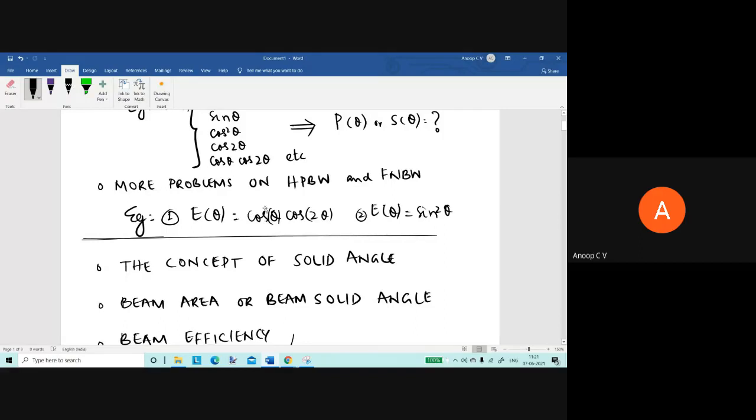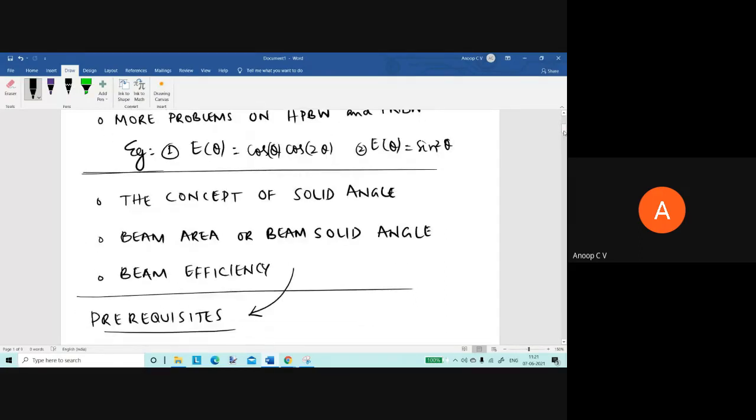So we'll solve one more problem. Then a very important aspect, which I think you have not studied, the concept of solid angle. Just as we have angle in 2 dimensions, we'll define solid angle in 3 dimensions. What is that concept of solid angle? Once we study it, we'll go on and define the beam area or beam solid angle of an antenna, and beam efficiency. That is the plan for today. I don't know if in 15 minutes we'll be able to finish this entire thing. At least till the concept of solid angle I'll teach you today, and the remaining part I'll teach tomorrow.